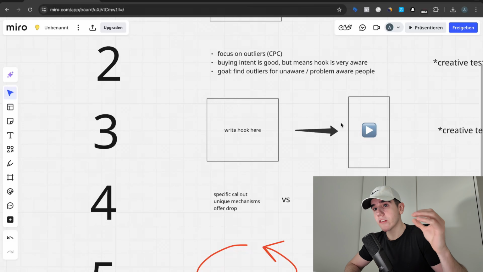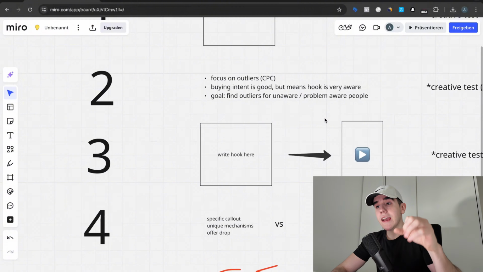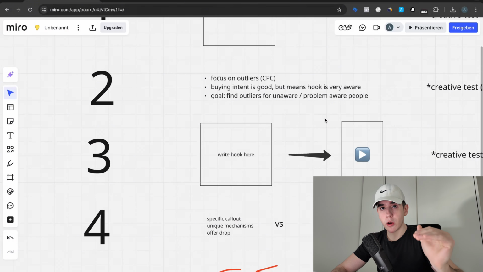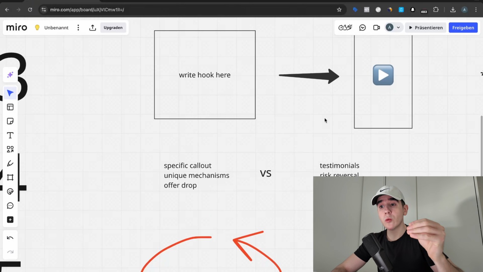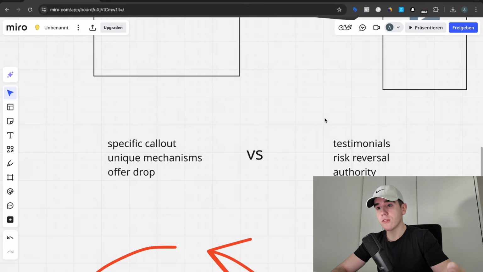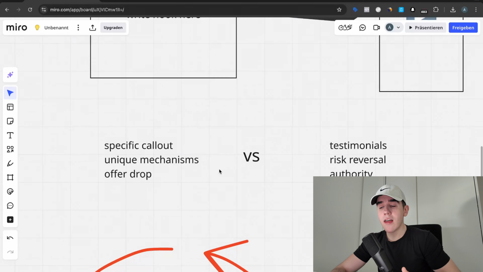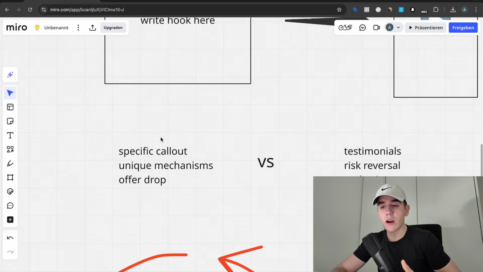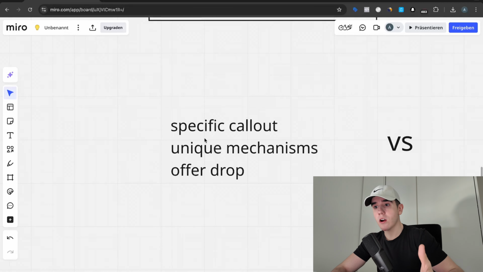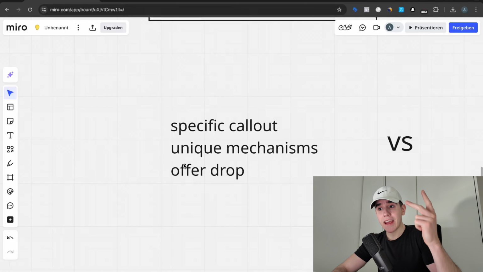Now, realistically, if you follow the structure so far, it's going to be option 1, cheap CPCs but no sales. So what exactly do we do in that case? If this happens to you, just look at the metrics again and see how much you actually need to increase conversion rate. If it's not getting any sales at all, not getting any add to carts at all, then I want you to position yourself on this side of the equation. I want you to add in specific callouts, unique mechanisms, and an offer drop.